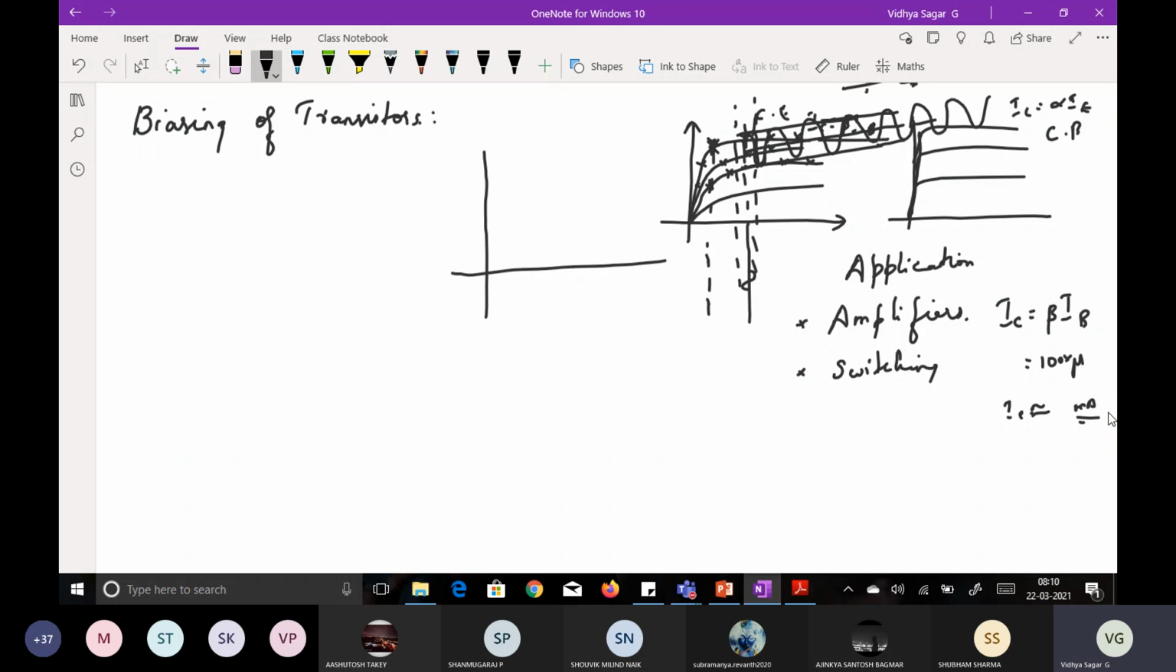Yes, sir. Exactly. So accordingly, I'm going to define a circuit, say a basic circuit. So this is your output, your VCC. So this is your output resistance RC. So I'm going to apply an input signal here.